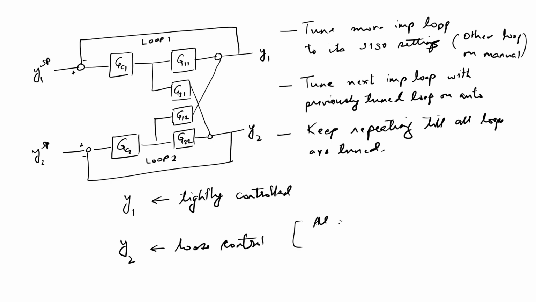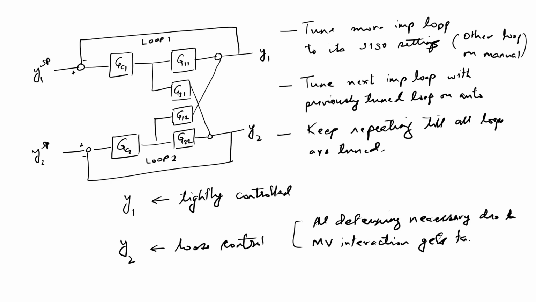In this way all the detuning necessary due to multivariable interaction gets taken in loop 2, which is less important. So this is the very simple approach.